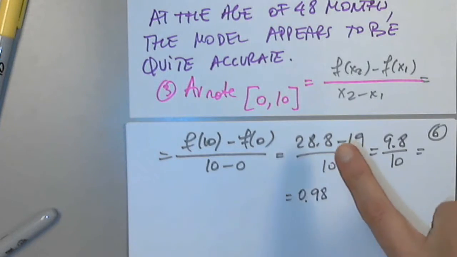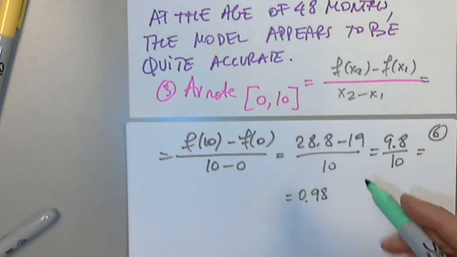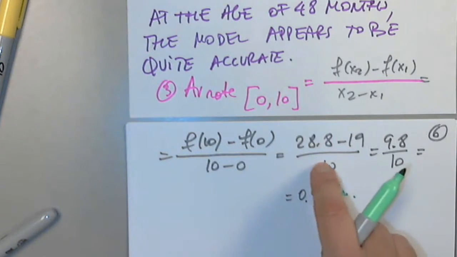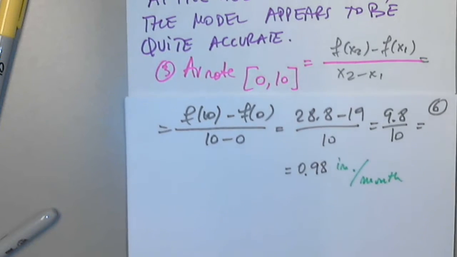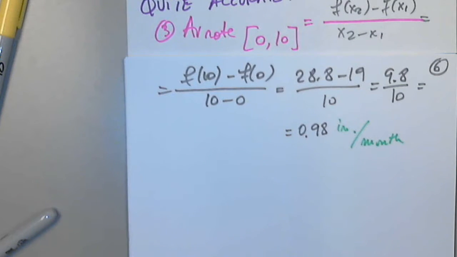Exactly. Perfect. The measurement unit for the top is inches. The measurement unit for the bottom is months. So what do we conclude? That girls between birth and 10 months old, it appears that they grow roughly 1 inch per month. Awesome. Very good. Question number 4.